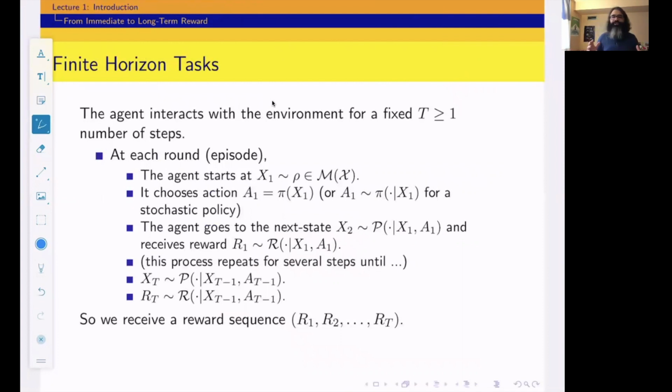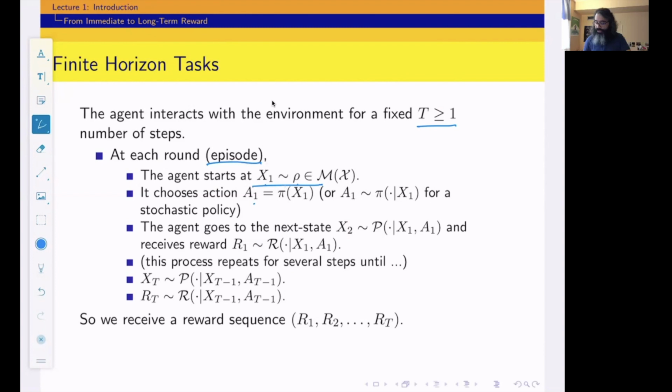Okay, so this was a very short-term case. Let's go to different interpretations of the long-term performance measure. Here I defined a new setup, the finite horizon task. It's a standard definition, so it's not made up. The agent interacts with the environment for a fixed time horizon T that is 1 or larger than 1, say T is equal to 10. It is very similar to before. At each round, or episode as we now call it, the agent starts at x1 sampled from rho, as before, the initial state sampled from some distribution.